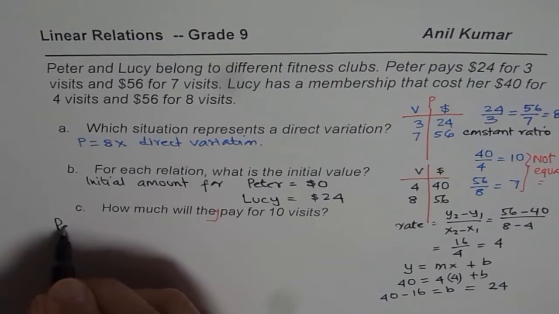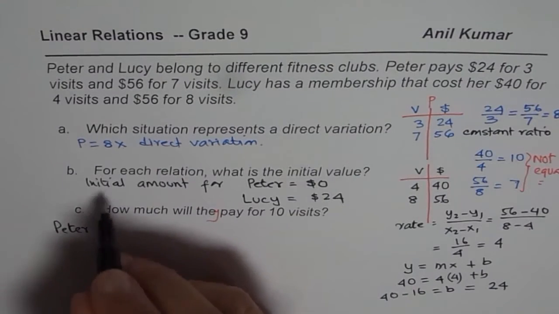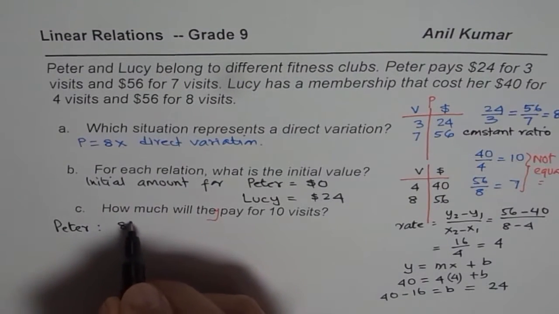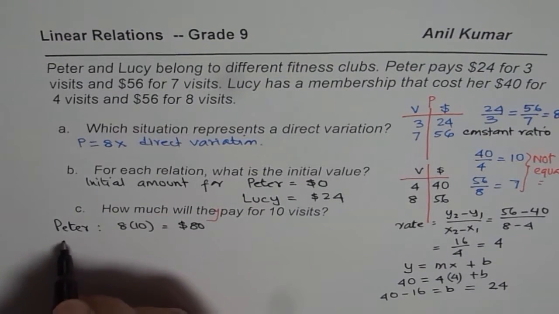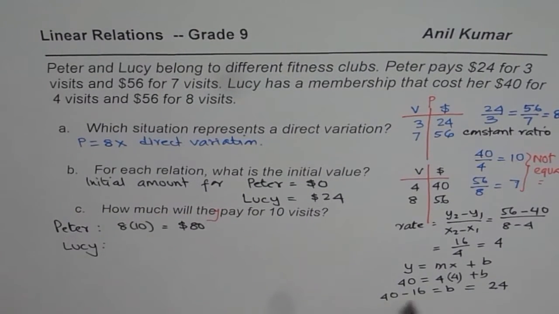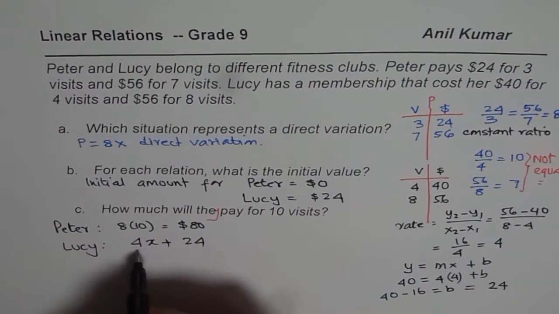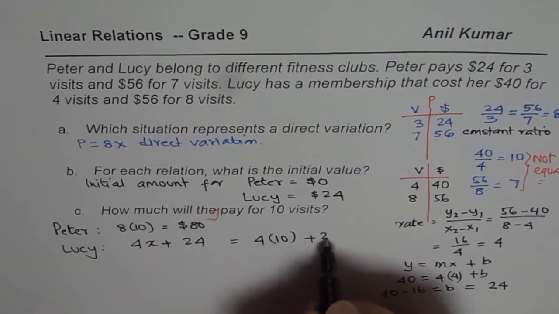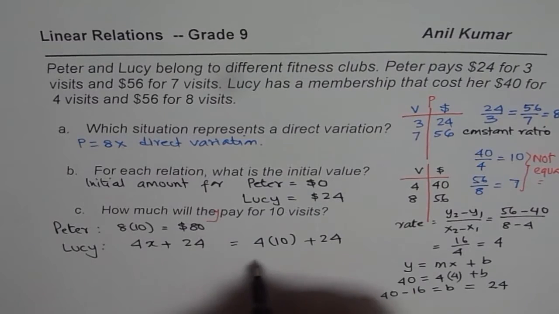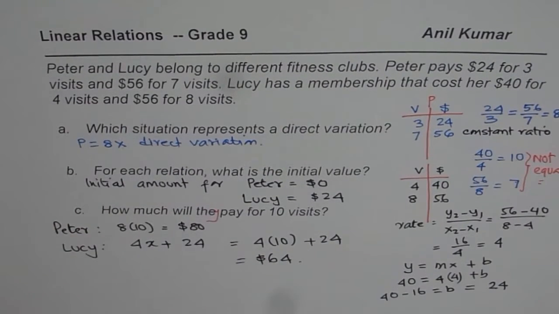For Peter, for 10 visits, it is going to be 10 times 8, so it is going to be $80. As far as Lucy is concerned, we found for Lucy 4 times x plus b, which is 24, the fixed cost. And if x is 10, it is 4 times 10 plus 24, so it is equal to $64. Do you see that? So for Lucy, it is $64.